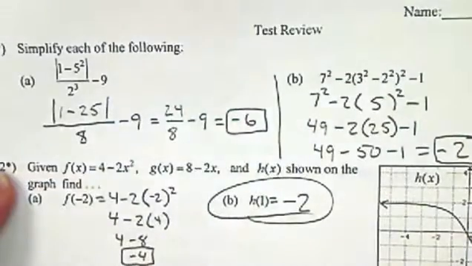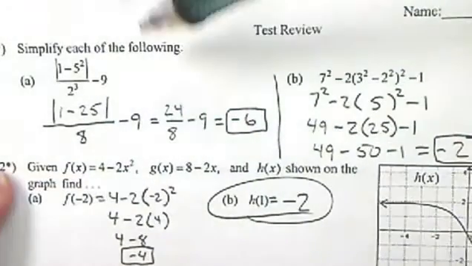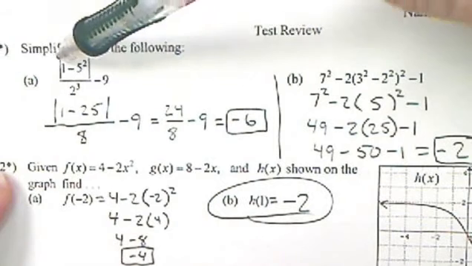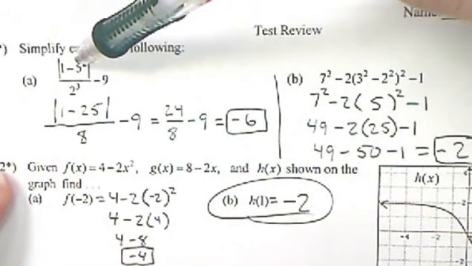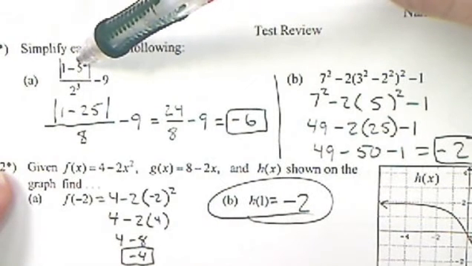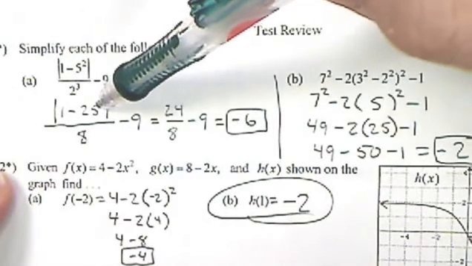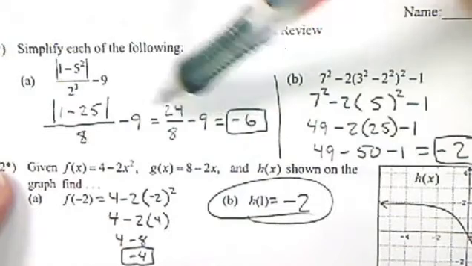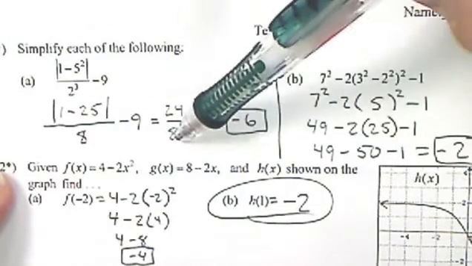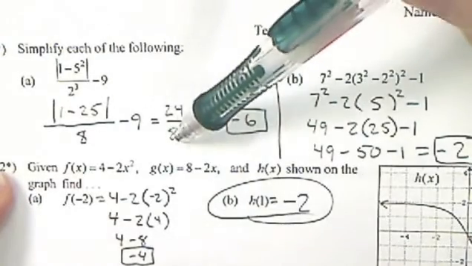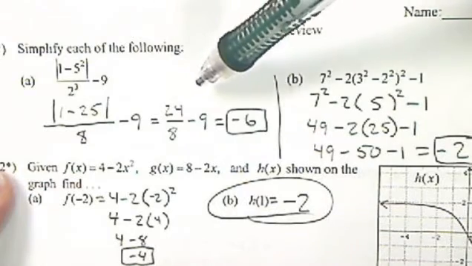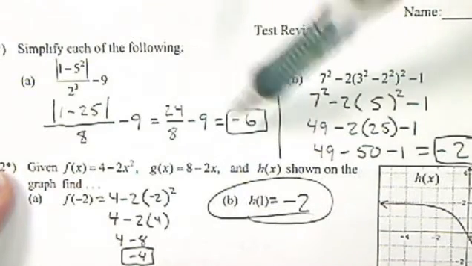This is our review for this week. Order of operations, you must do what's inside the parentheses first. So that's why I squared 5. I get 1 minus 25 is negative 24. The absolute value of negative 24 is 24. 2 cubed is 8. And then 24 divided by 8 gives me 3, and 3 minus 9 is negative 6.